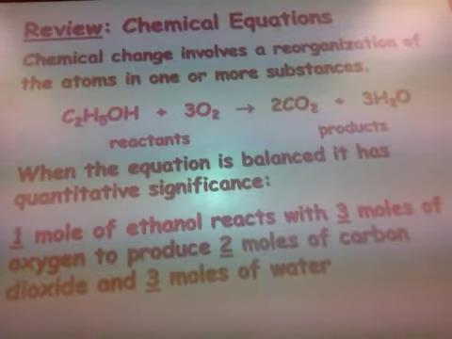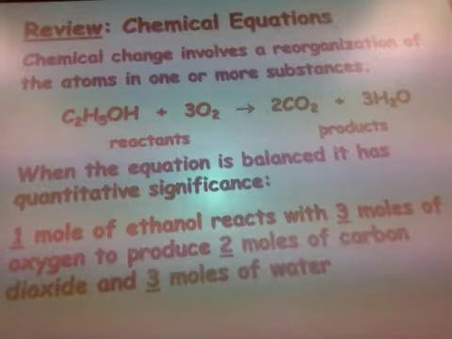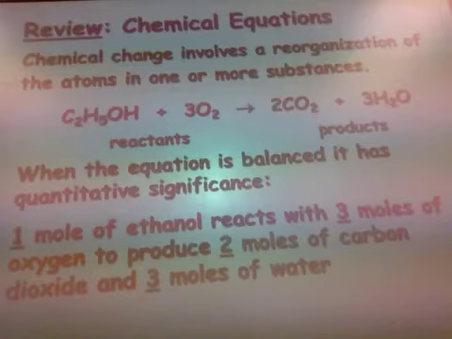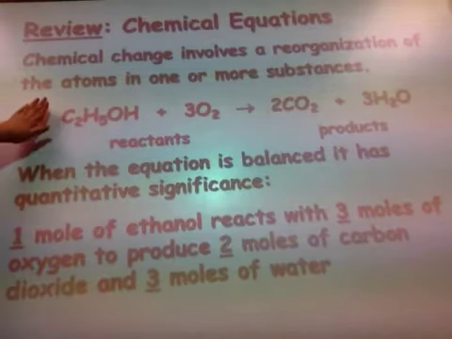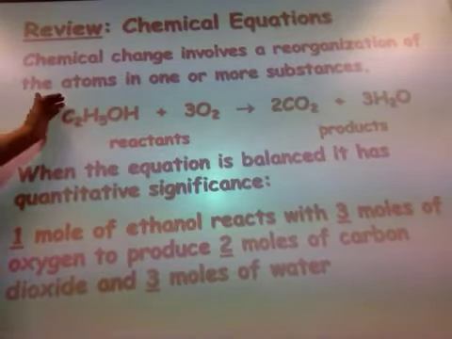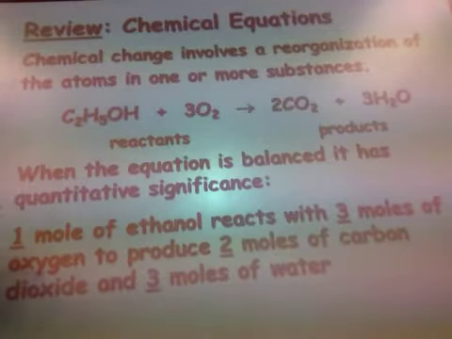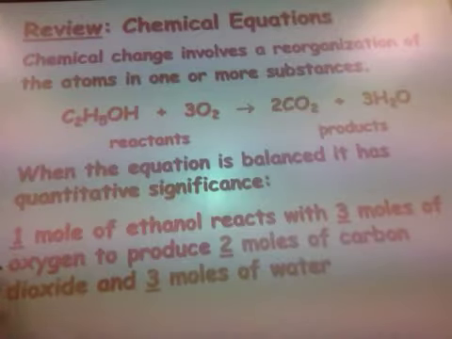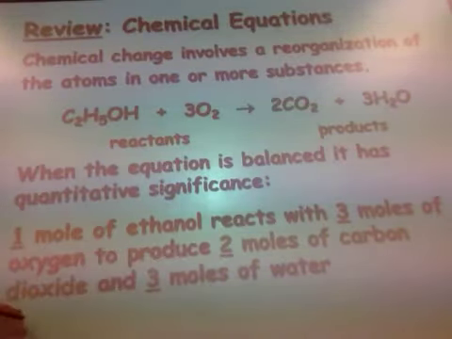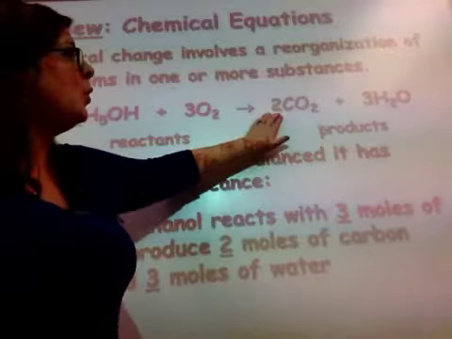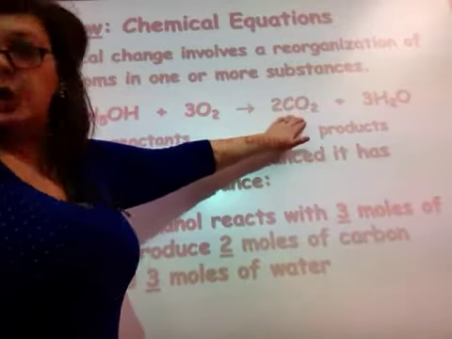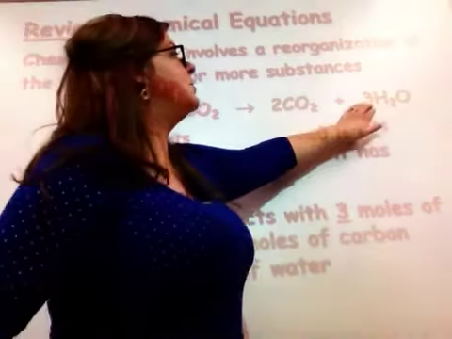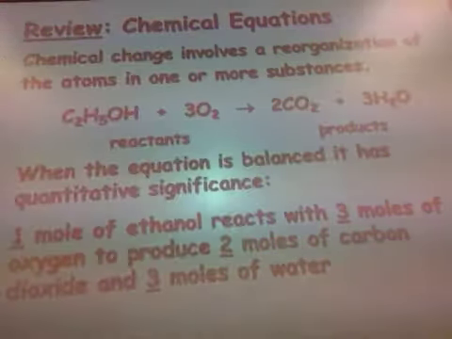A mole ratio is just the ratio of moles in a chemical reaction based on the coefficients that we place to balance. So I have 1 mole of ethanol, because I only have 1 ethanol here, reacts with 3 moles of oxygen, because I have 3 O2s right here, to produce 2 moles of carbon dioxide. I have 2 moles of CO2, because I have 2 carbon dioxide molecules here. And then 3 moles of water, because I have 3 molecules of water.